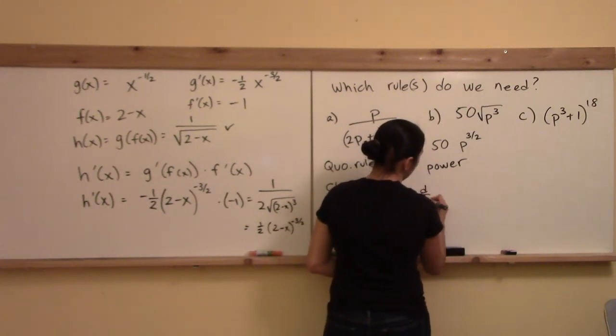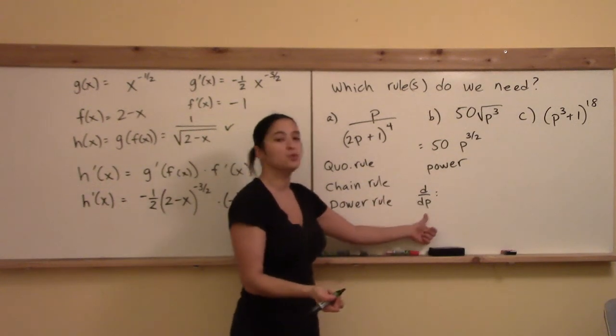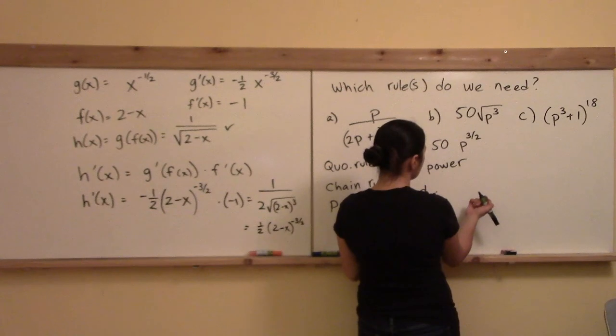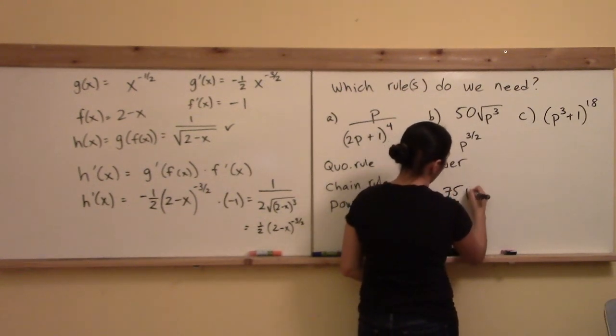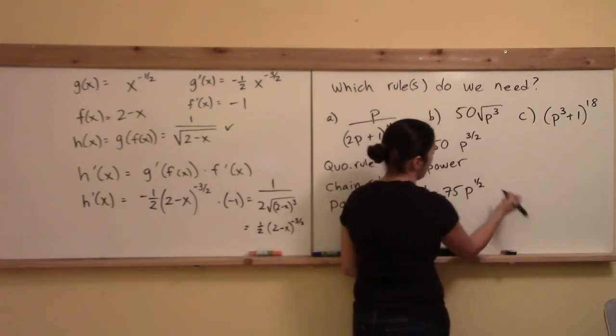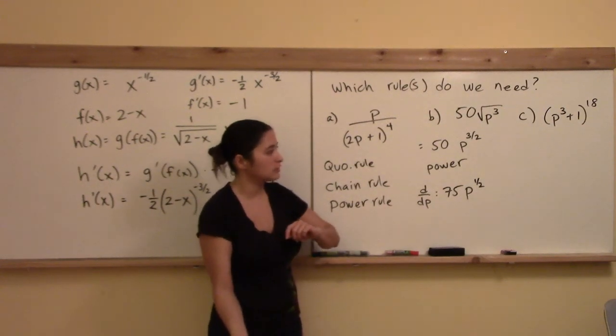So the d dp, remember, if the input variable is p, then it's the derivative with respect to p. And then 3/2 comes down, so it looks like we've got 25 times 3, which is 75. And then p to the 3/2 minus another half, which is 1/2. Okay? So that's the derivative. That's probably the easiest one. Just do it right there.